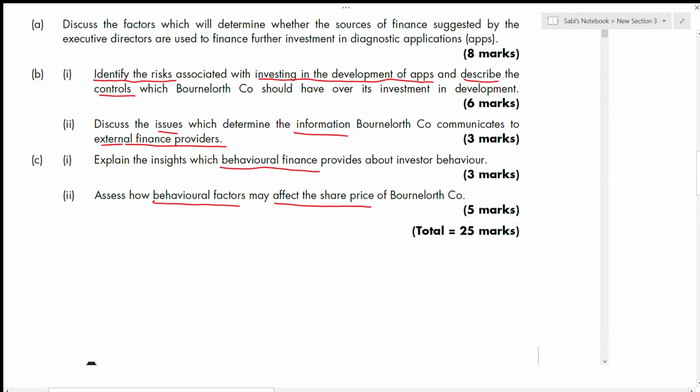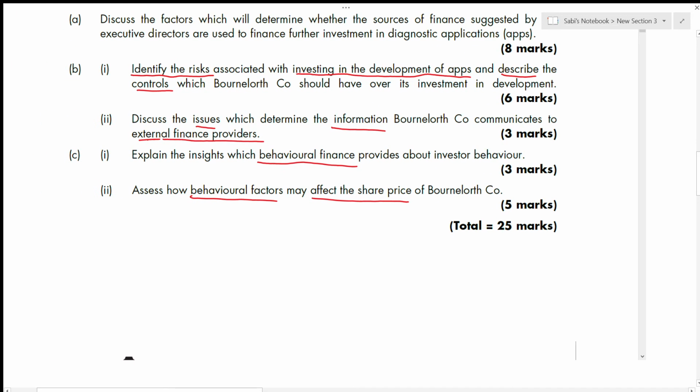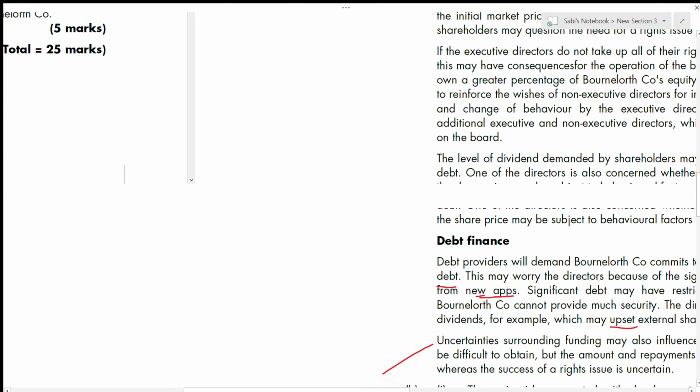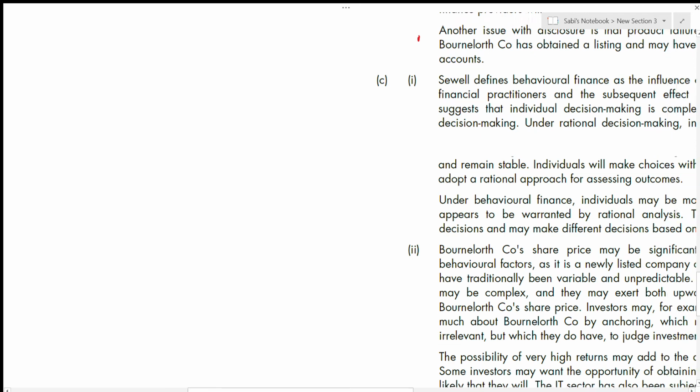Right? The next one is asking to explain the insights which behavioral finance provides about investor behavior. You need to have a thorough knowledge of behavioral finance here to answer this and the last one. And it is for 3 marks, right?